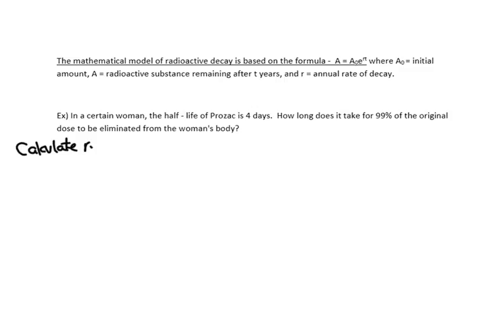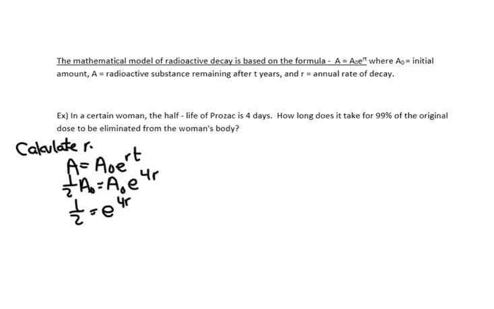So let's write this out. We know the half-life. Half-life means half is gone and half still remains. So if the original amount is A0, what is left is half of that amount. And we do know the time for this. It is 4 days. So I'll write that as e to the 4r power. So I can divide both sides by A0, and that divides them out.